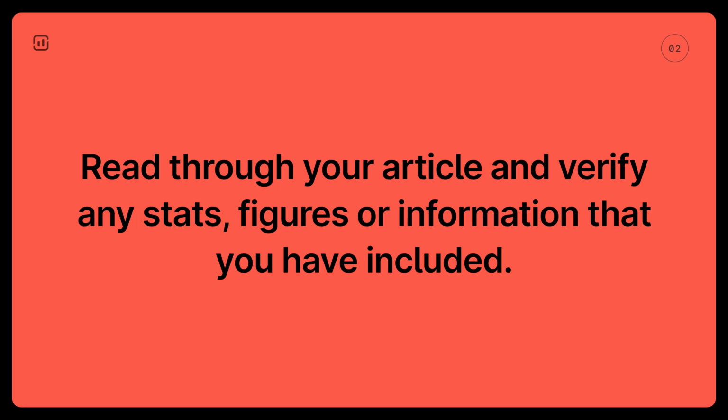Step 7. Fact check your article. There are always chances of AI generating inaccurate facts or misunderstanding the context in which information is provided. After generating, editing, and optimizing your content, don't skip the crucial step of fact checking. Read through your article and verify any stats, figures, and information that you have included. Make sure that you link to credible sources of information where users can learn more about the topic.